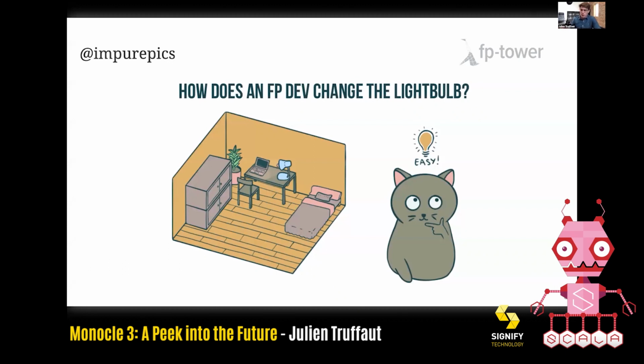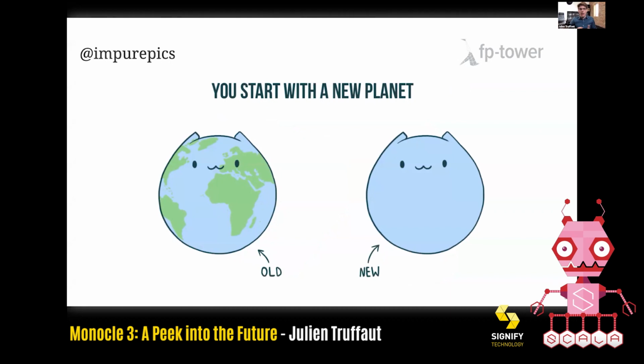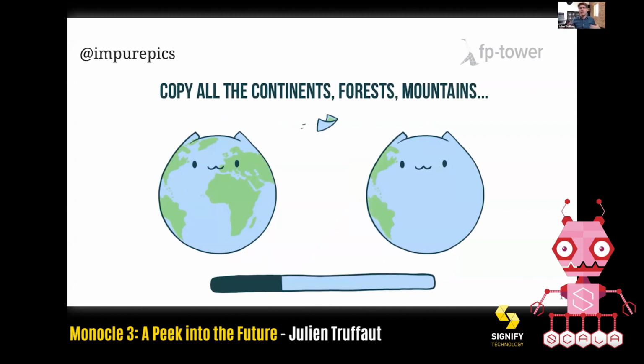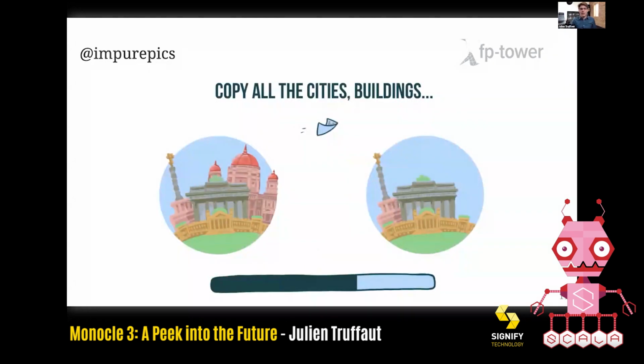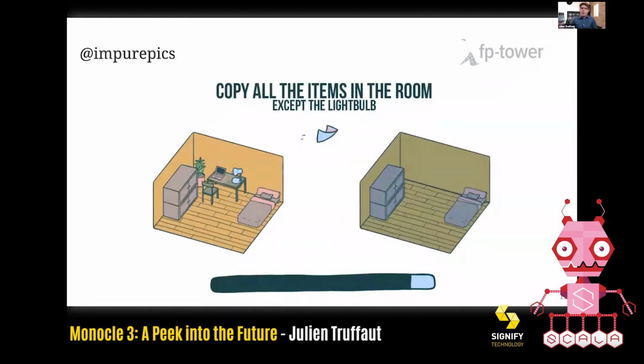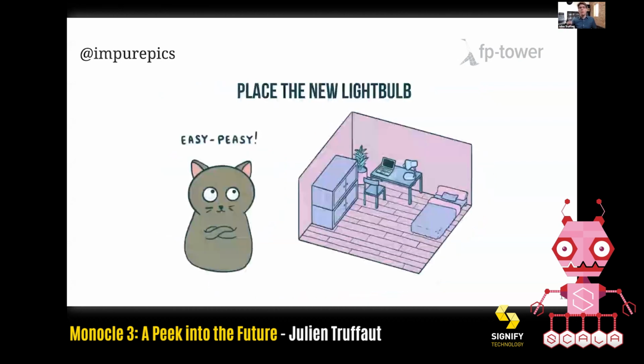Well, you're a clever programmer. So you say, okay, I have an idea. Let's create a new planet from scratch. So we create a new planet and we're going to copy over every single ocean, every single mountain, continent, forest, everything. Then we copy every single city, building. In our building, we copy every single room, every single piece of furniture, the lamp, but we don't copy the light bulb. This is the only thing we don't copy in the new world. And this is where we put a new one. Easy peasy, we got a new light bulb, we fixed the light.